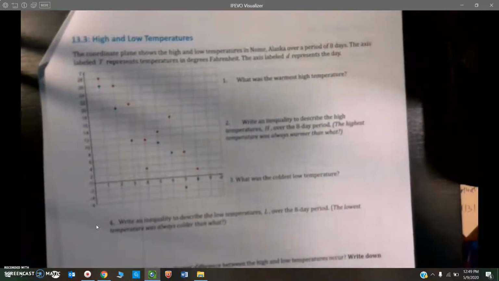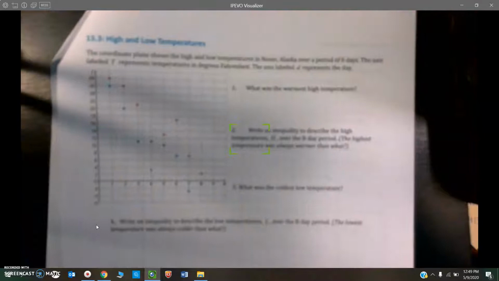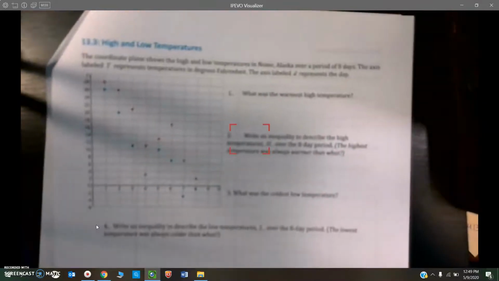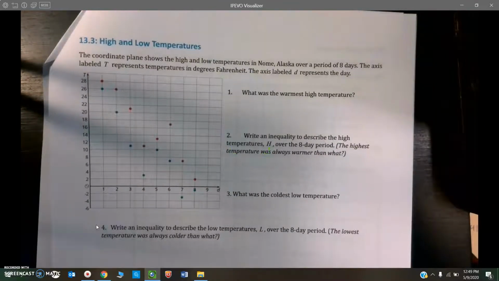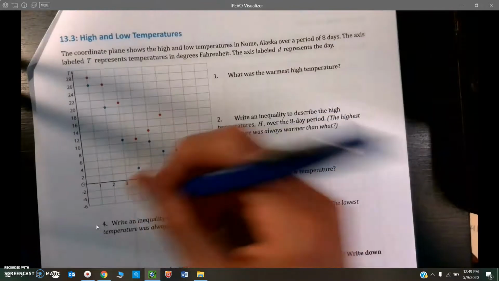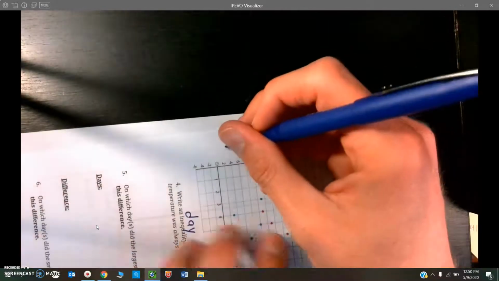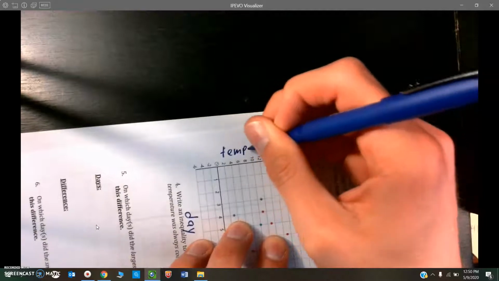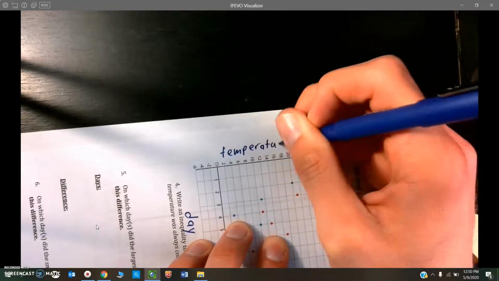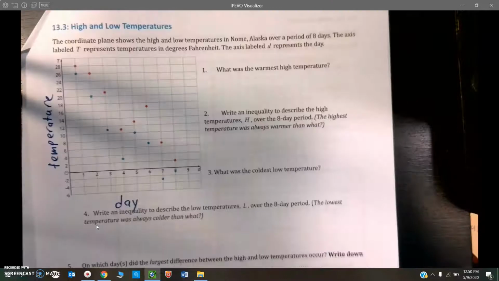So we've got another coordinate plane here with the positives and negatives. This time we are talking about high and low temperatures. So the coordinate plane shows the high and low temperatures in Nome, Alaska over a period of 8 days. The axis labeled T represents the temperature, and the axis labeled D represents the day. So here's D, once again, day, and temperature. Just so we remember, we don't get those mixed up.